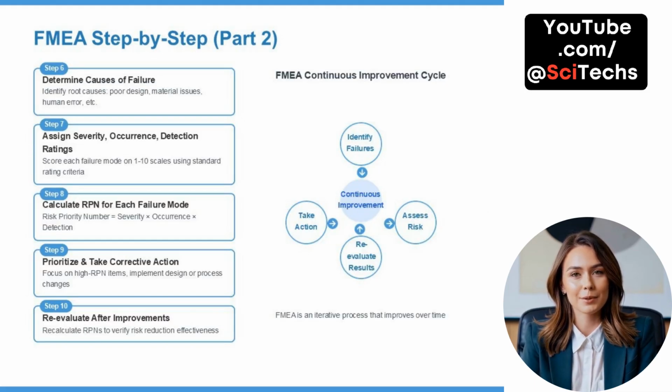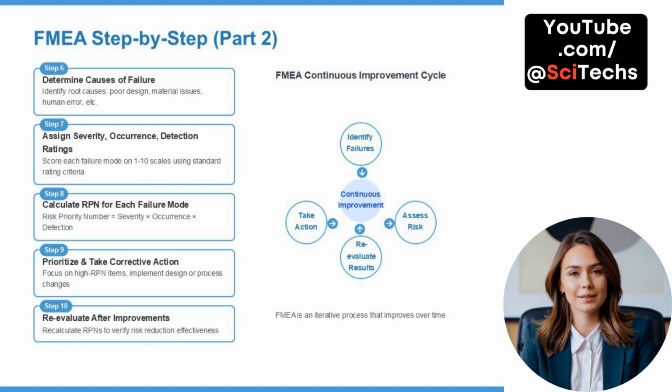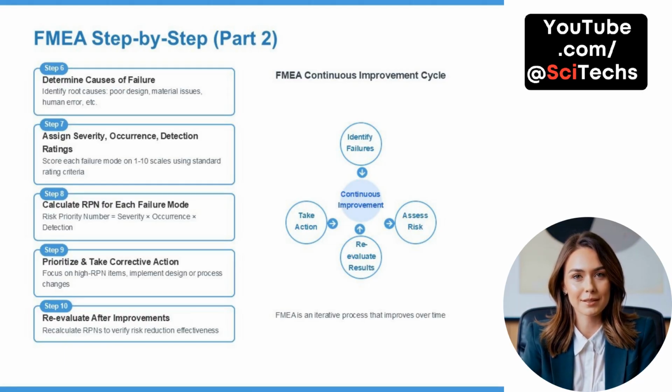FMEA Step-by-Step, Part 2. FMEA continues as an iterative cycle focused on continuous improvement. Step 6 identifies the causes of failure, such as poor design, material flaws, or human error. Understanding root causes helps target effective solutions. Step 7 assigns scores for severity, occurrence, and detection. Each failure mode is rated on a 1 to 10 scale using standardized criteria.